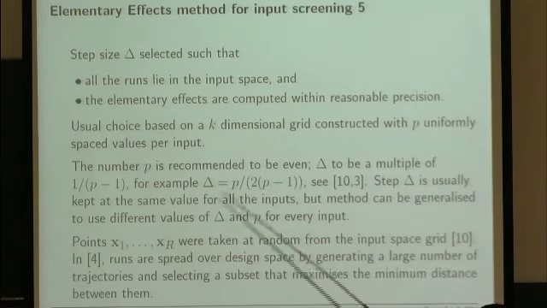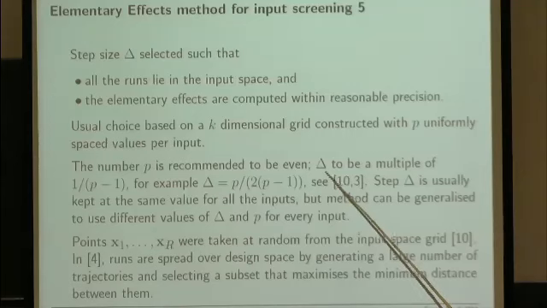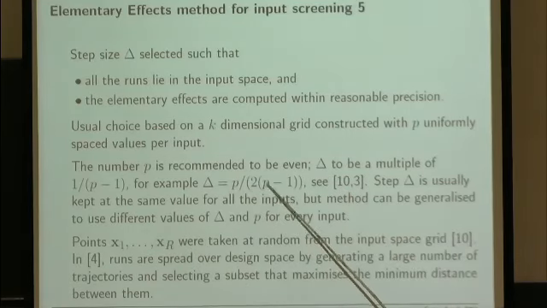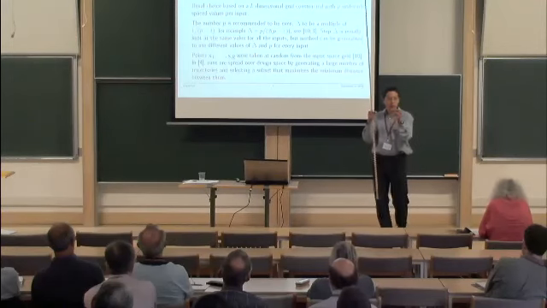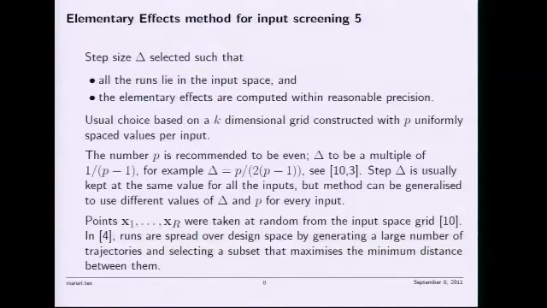And then the number p is recommended to be even. Delta is a multiple of this quantity and set up as suggested in the paper. Now, the step delta is usually kept at the same value for all inputs, but there is no reason why we could not use different step lengths among different dimensions. And finally, points x1 to xr were taken at random from the input space grid. From that grid restricted to that was the selection of initial points for trajectories.